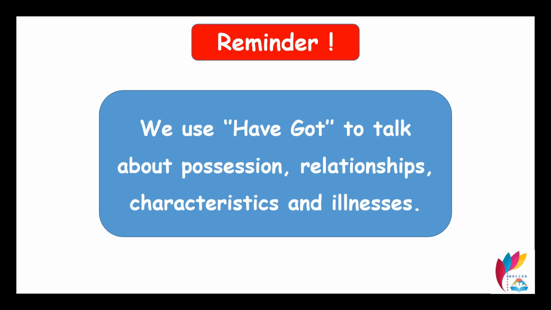And illnesses. For characteristics, as we saw in the previous video, carrots have got, or has got. Carrots have got 25 calories. And illnesses, for example: I have got a fever, I have got a cough, or I have got a flu, etc. Now let's move to the forms.